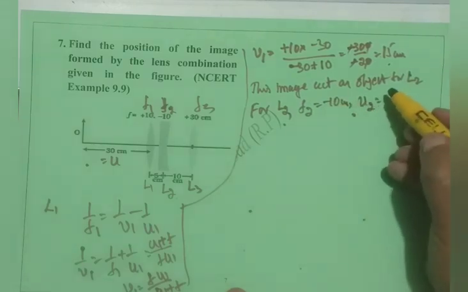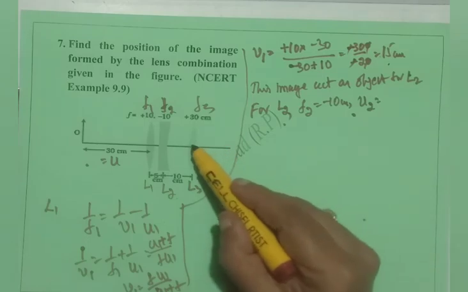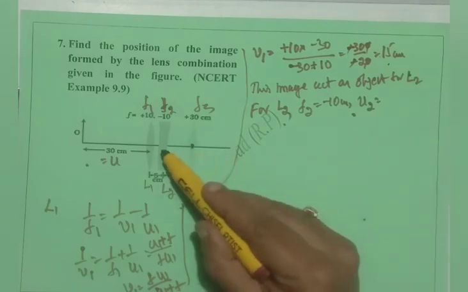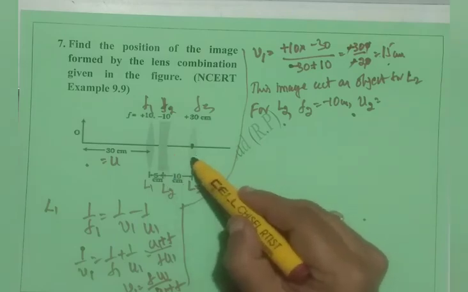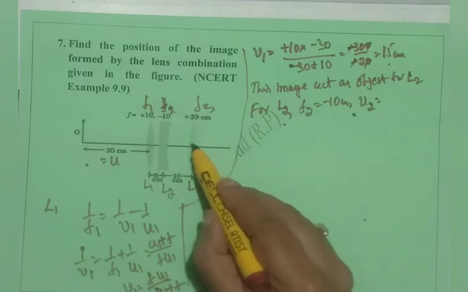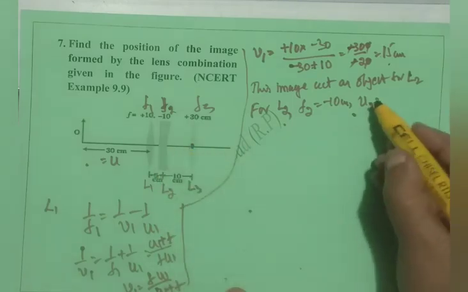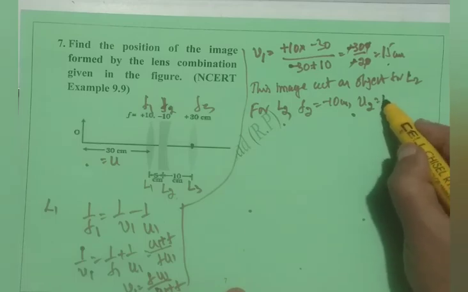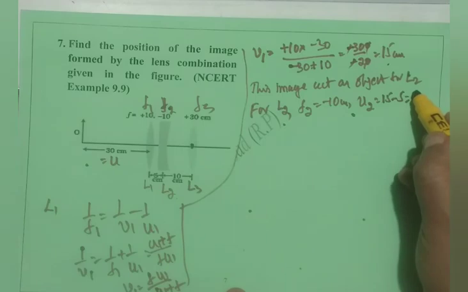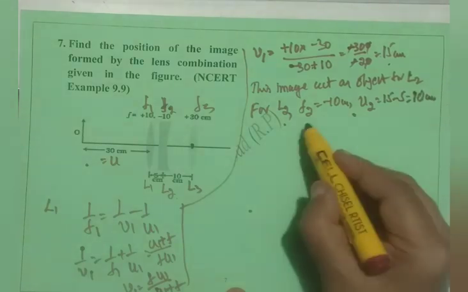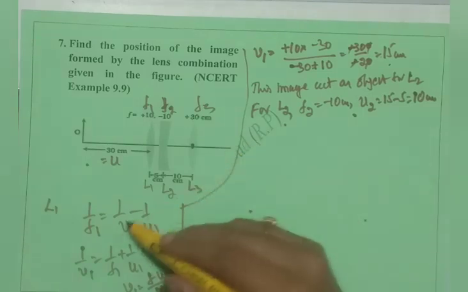U2 means the object is at the optic center of L3 with respect to the L2 lens. That means from here to here is 15 centimeter, so 15 minus 5 is 10 centimeter, U2 is 10 centimeter, and V2 is to be calculated. We apply this relation now.